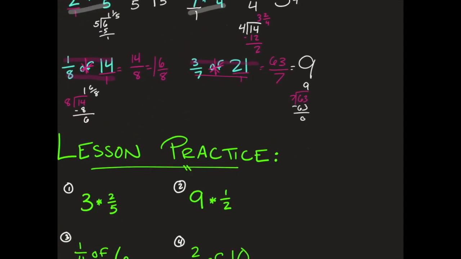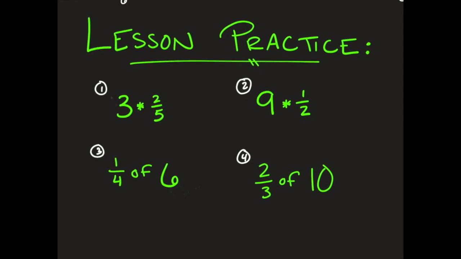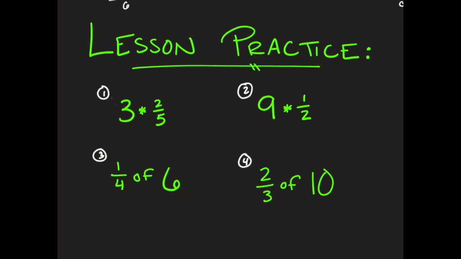All right, and you have a few lesson practice problems. Don't forget to put your whole number over 1 and then multiply across and switch your improper fractions to mixed numbers.